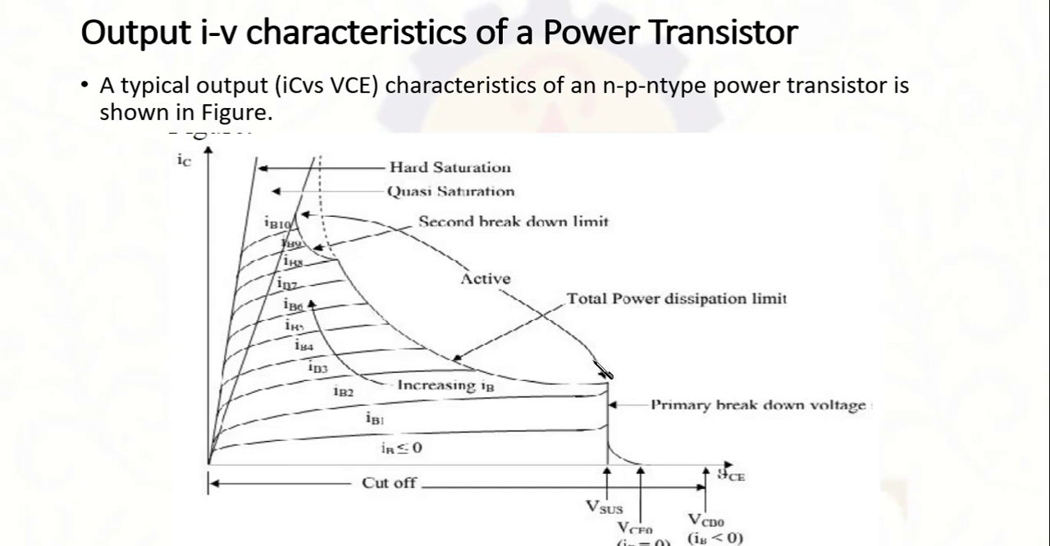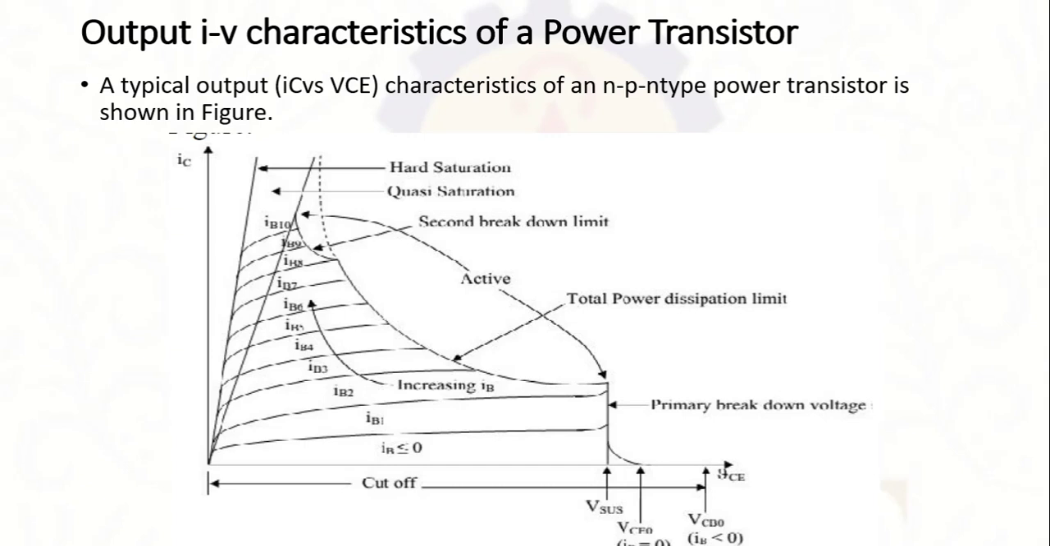Again, in the active region, we can see the power dissipation limit, which is represented here, and it is the total power dissipation limit. Now as we go up, or as we increase the base current, we can see a second breakdown limit here. At higher levels of collector currents, the allowable active region is further restricted by a potential failure mode called the second breakdown. That is, the active region is restricted when the base current is higher, and that is called the second breakdown region.